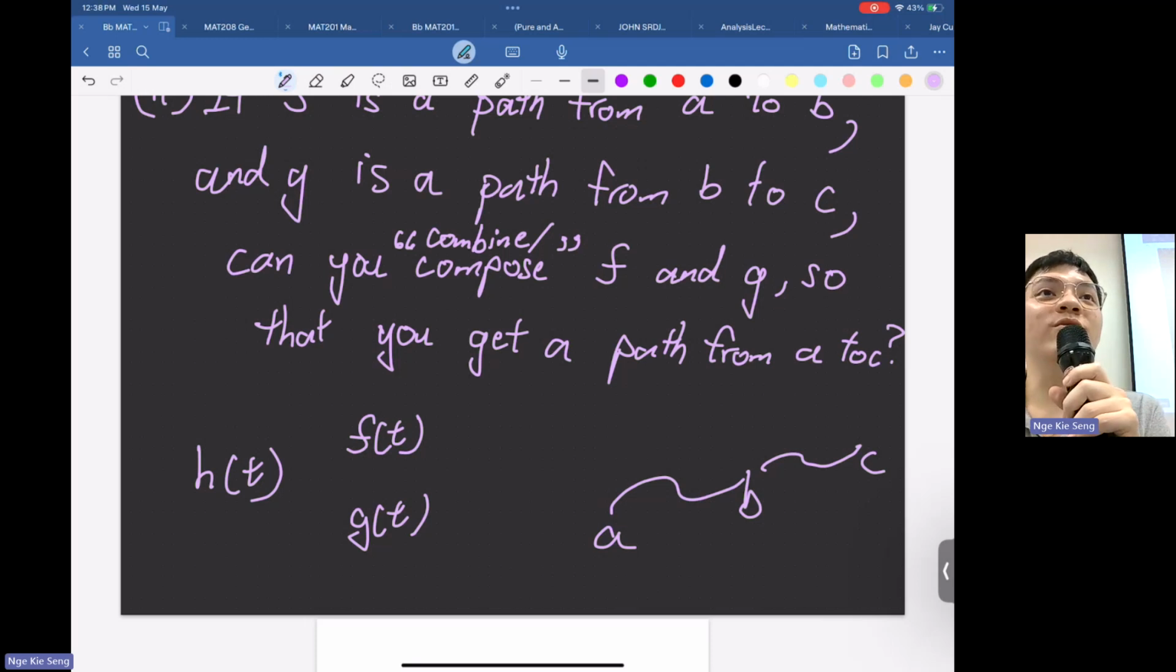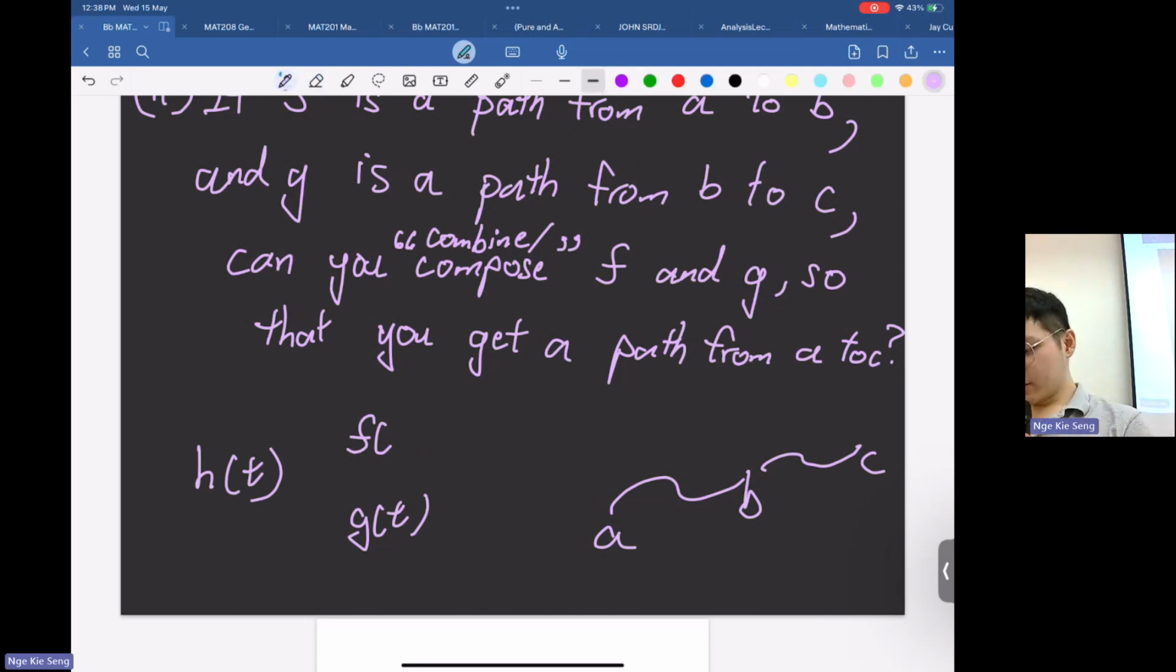0 to 1, 1 to 2. But remember, what's the definition of path? Only can start from 0 to 1, right? So how? We need to reparameterize our curve. Okay, let it run faster. So how to let it run faster?